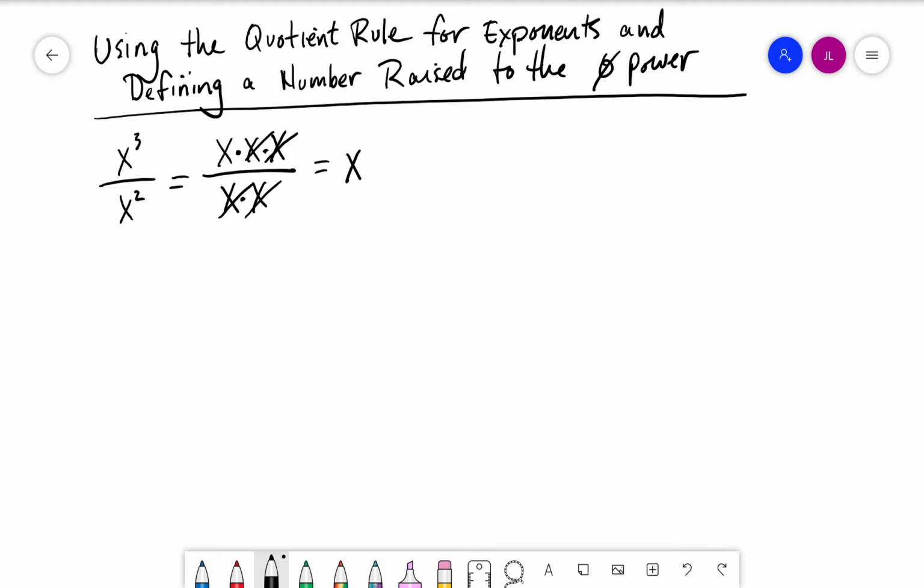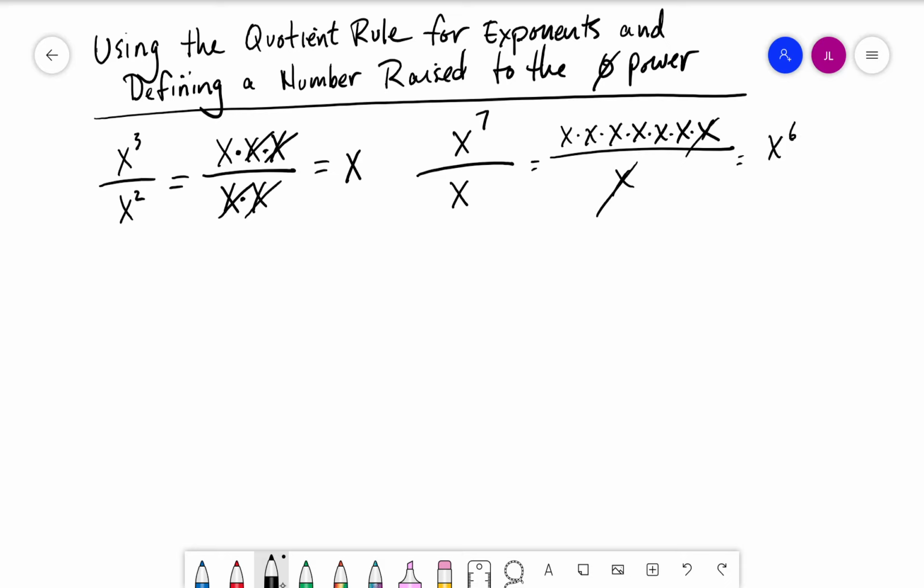Let me give another example before I get into what I want to talk about. Let's say we have x to the 7th over just x. Now we know this is x times x times x times x times x times x times x over x. So if we cancel one out of each, what do we get? We get x to the 6th. But you should see something starting to develop here.